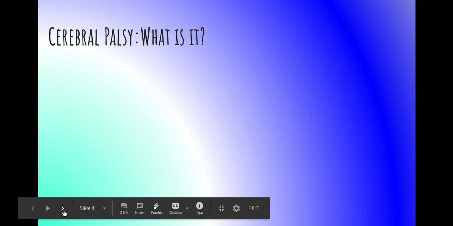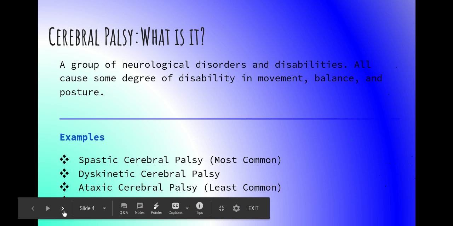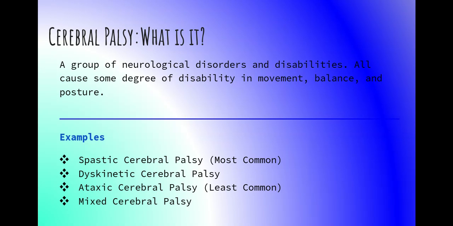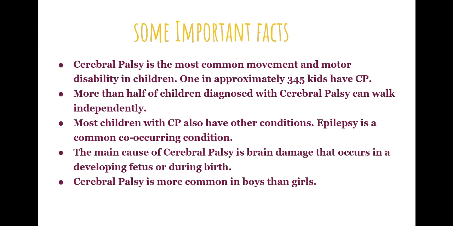Cerebral palsy, what is it? It's a group of neurological disorders and disabilities, all of which cause some degree of disability in movement, balance, or posture. It's a disease that manifests itself in the neuromuscular system. There are some examples of it. I'm not going to go into too much detail that's beyond the scope of this presentation.